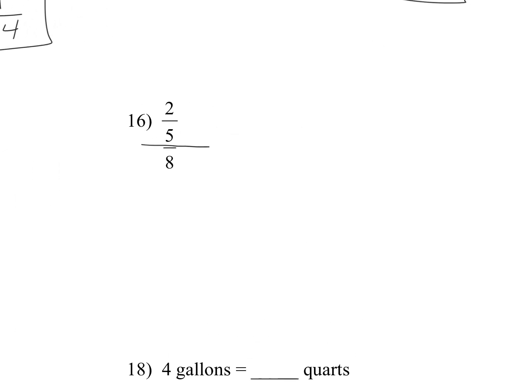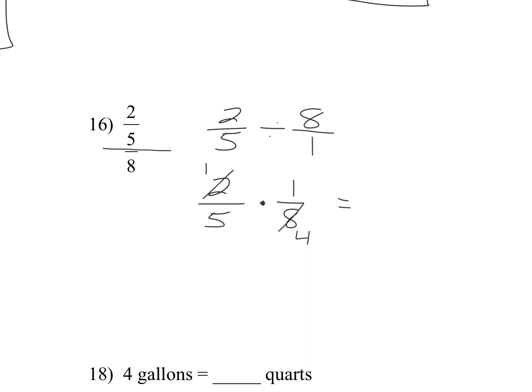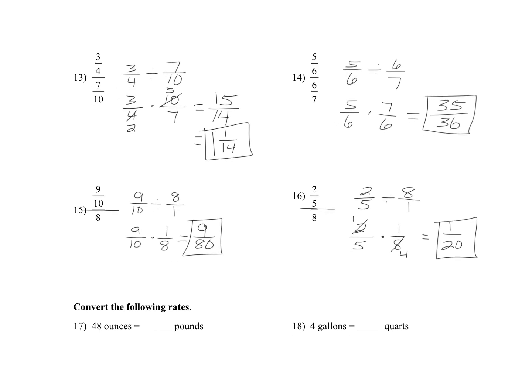Last one. How do I read this one? 2/5 divided by 8. What do I do with that 8? Put it over 1. Good. What do I do from here? Keep, change, flip. Yep. 2/5 times 1 over 8. I can simplify first. What simplifies? 2 and 8. Yep. 2 goes into 2 once. 2 goes into 8 4 times. Anything else? Nope. Multiply straight across. What do I get? 1 over 20. Any questions on complex fractions and dividing?